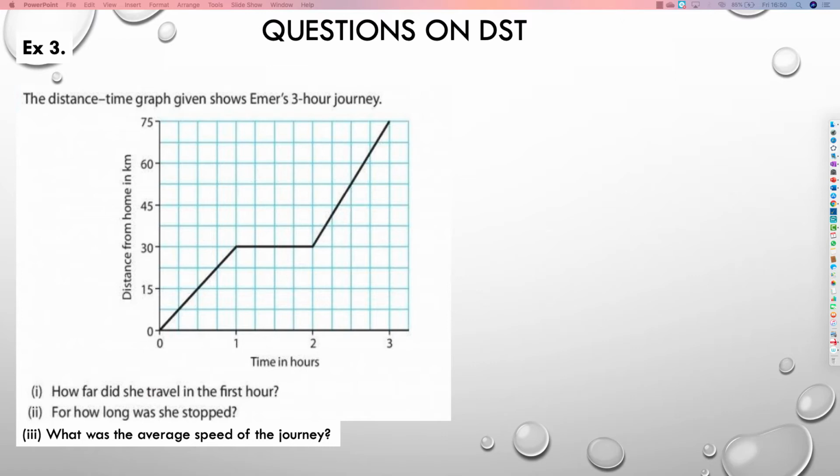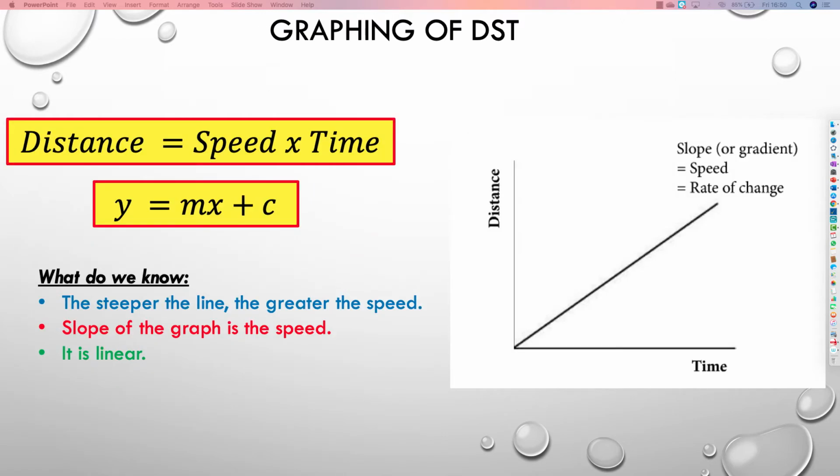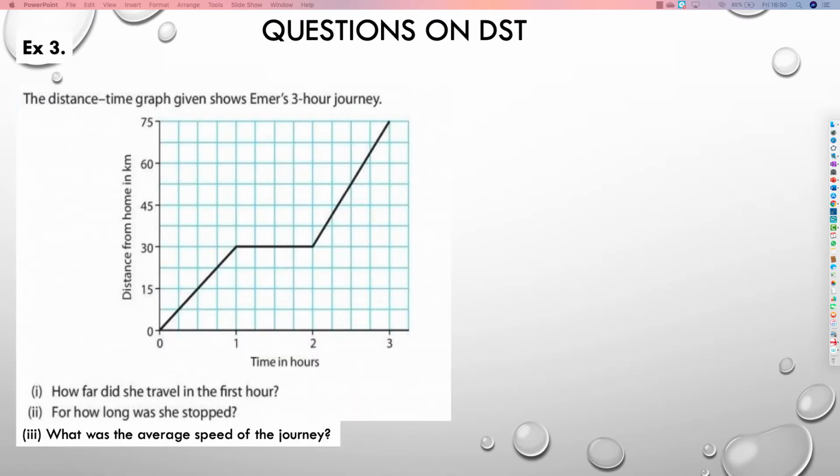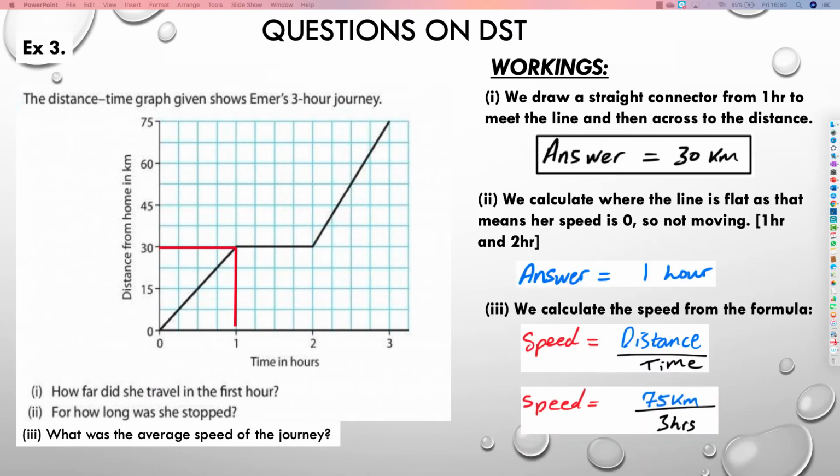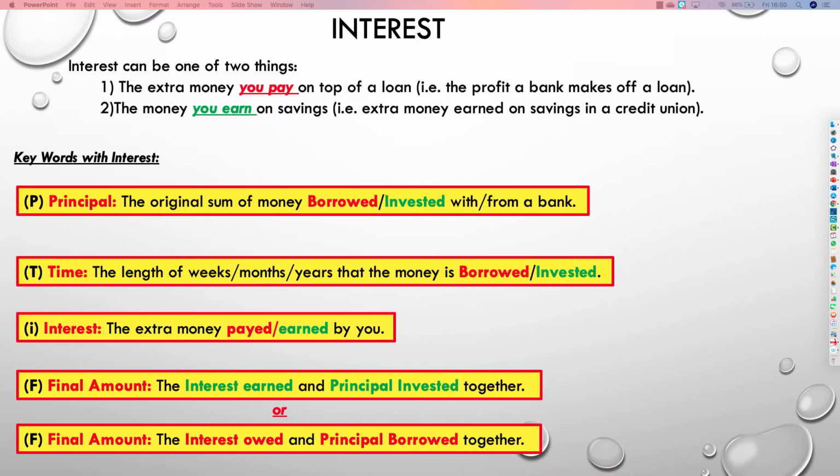How we get average speed is distance over time. Distance is 75 kilometers over 3 hours. Yep. So I just put 75 divided by 3. Kilometers per hour, exactly. Right, the next thing, interest.